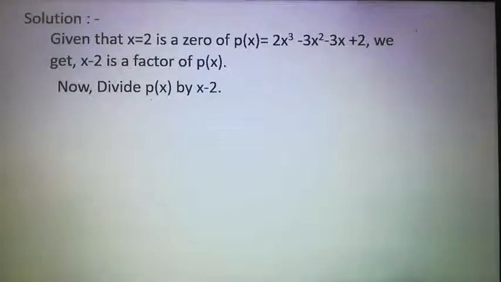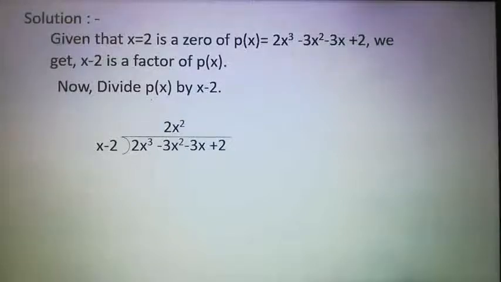Now remember the process of division. The dividend polynomial is 2x cube minus 3x square minus 3x plus 2, which is already complete in standard form, divided by x minus 2. The process is the same. 2x cube by x is 2x square. Multiply 2x square into x, 2x cube, and minus 2 into 2x square, minus 4x square. Now subtract. You get 2x cube minus 2x cube, 0. Minus 3x square minus negative 4x square results in x square. Then write down minus 3x plus 2.